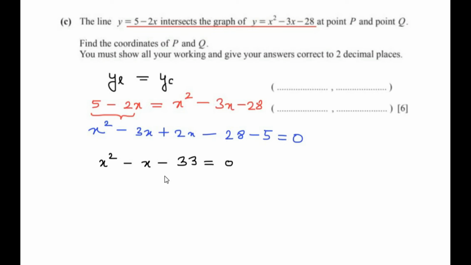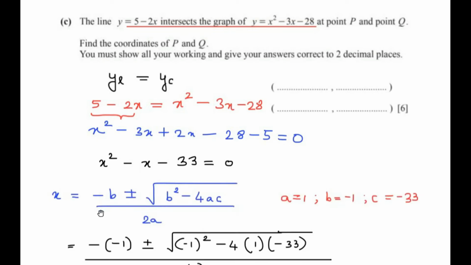Now this is a quadratic equation, and to get the roots of this equation I am going to use the quadratic formula, which is x is equal to minus b plus minus square root of b square minus 4ac over 2a. Now in this formula, a represents the coefficient of x square, which is 1, b is the coefficient of x, which is negative 1, and c represents the constant, which is negative 33.